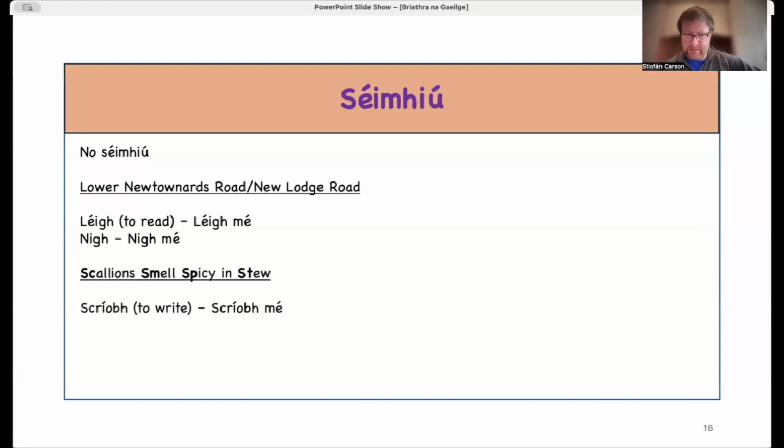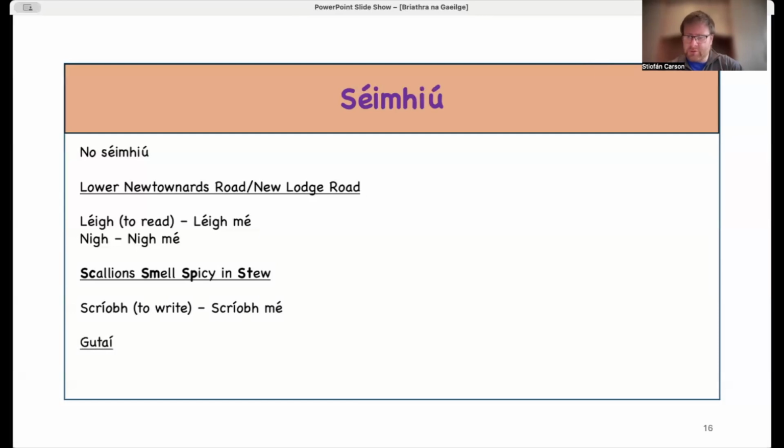We also have scallion, smell, spicy and stew. SC, SM, SP, and ST. So if a word starts with SC, SM, SP, or ST, there's no séimhiú. So scríobh, scríobh mé, no séimhiú. I wrote, scríobh mé, without a séimhiú.